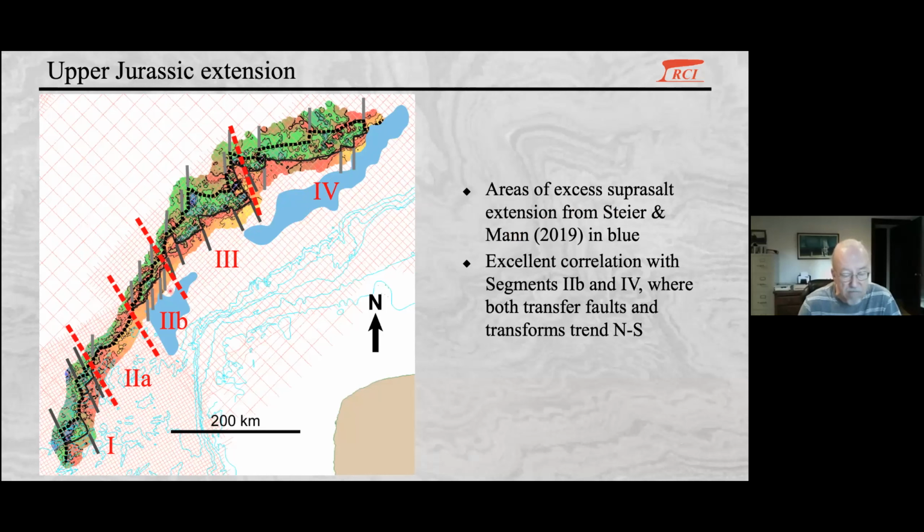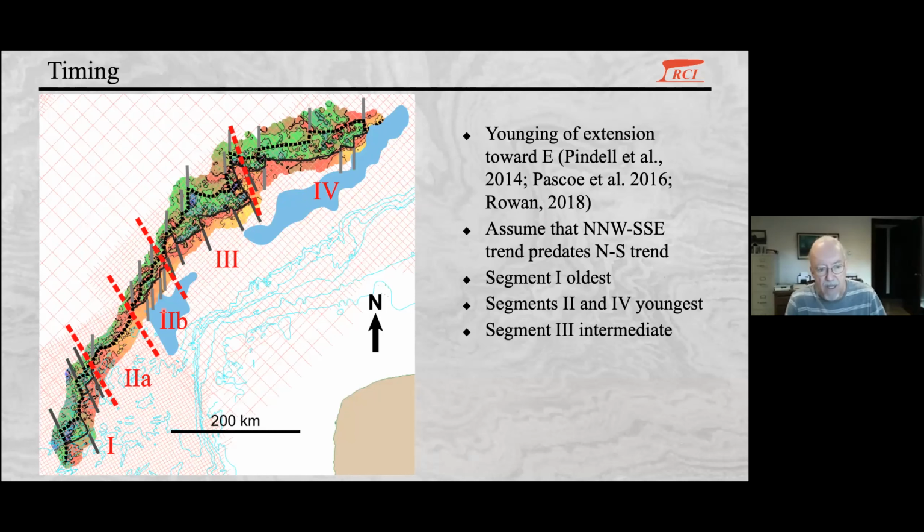And I've looked at this and I agree with what they saw. So that's an important message right there. Something's going on that excess extension is telling us. So let's look at timing.